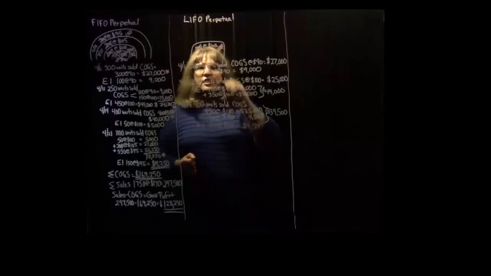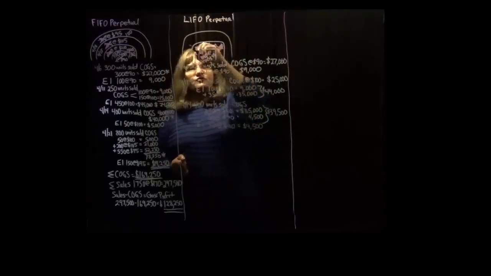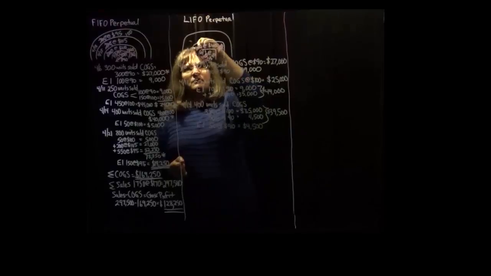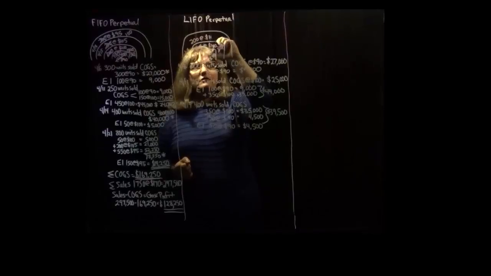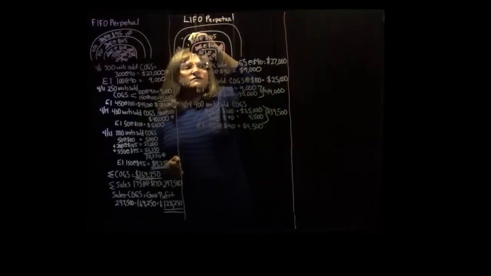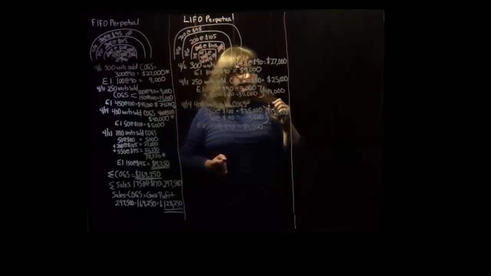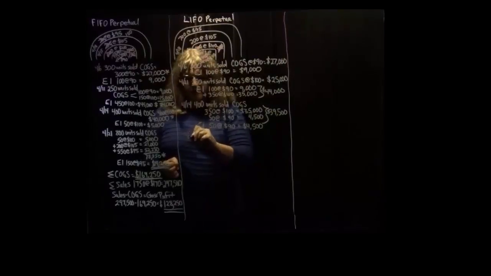Then we buy some more, and so we add an April 15th layer here, and that is 200 that cost us 105. And then we get to April 18th and we get another layer, and this layer is 700 units that cost us 95. Then we get to another sale on April the 21st. We sold 800 units.